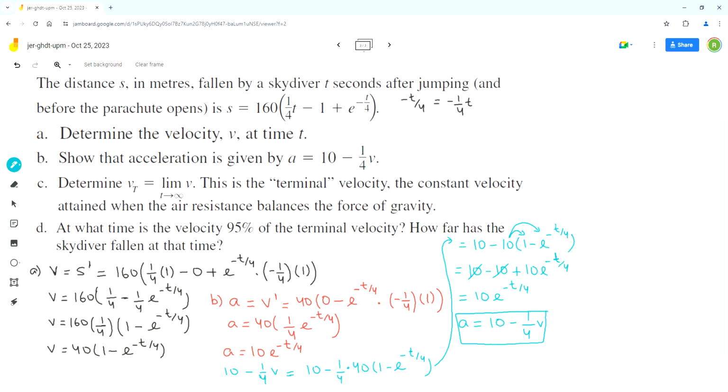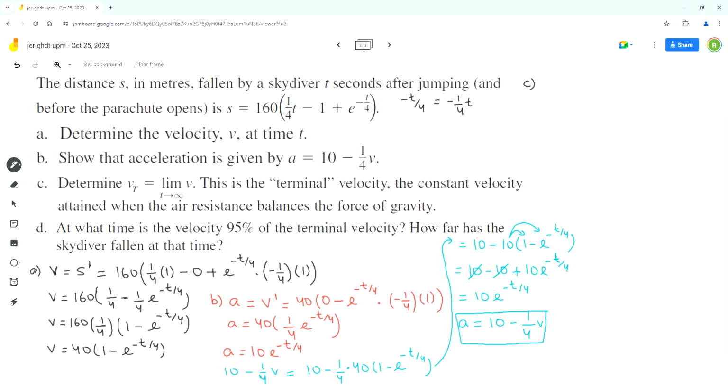Now we can analyze part C. So we can continue here at the top. In part C, we have to determine Vt, which is equal to the limit as t approaches infinity of the function v. And this is the terminal velocity, the constant velocity attained when the air resistance balances the force of gravity.